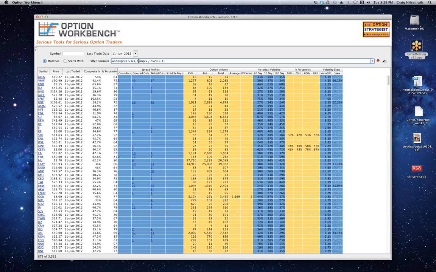So I use the AND function to combine these two formulas. What this is saying is I only want to see rows where the IV percentile is greater than 63, and the composite IV, which is this column, divided by the 20-day historical volatility is greater than 1. And what that tells me is that the composite IV is at a premium to the actual realized volatility, which when I'm selling volatility is what I want to see.